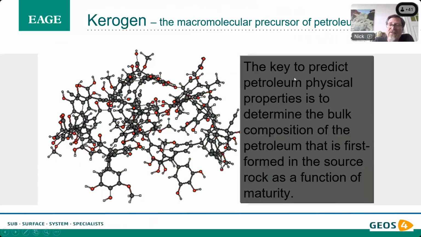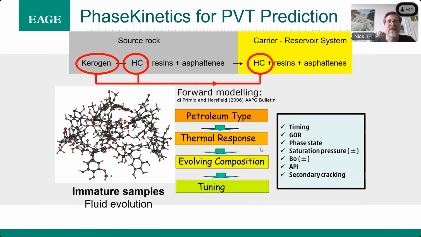So what I would like to say is that the key to predict petroleum physical properties in a bottom-up approach is to determine the bulk composition of the petroleum that is first formed in the source rock as a function of maturity. We do that at GFZ since years using an approach.